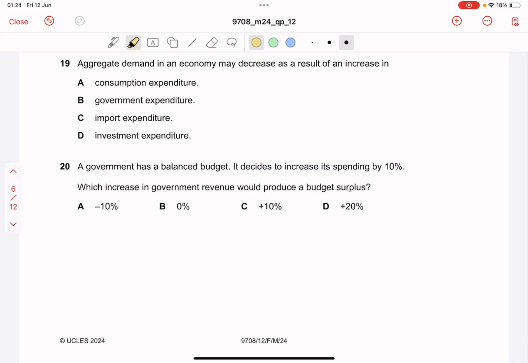Now the next question says, aggregate demand in an economy may decrease as a result of an increase in what? So let's write: aggregate demand is the total demand in the country. It is identified by its components of consumption, investment, government spending, and net exports, which is basically exports minus imports. All right, let's look at the options. Consumption expenditure refers to C, consumption. If this increases, will it decrease aggregate demand? No, it would stimulate it. It would increase it. So that can't be it.